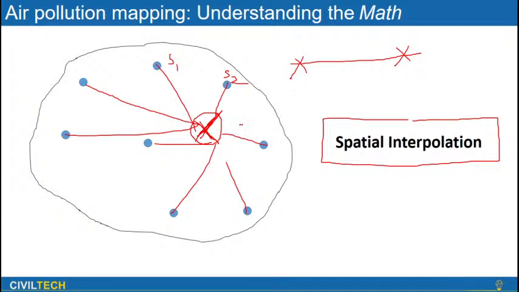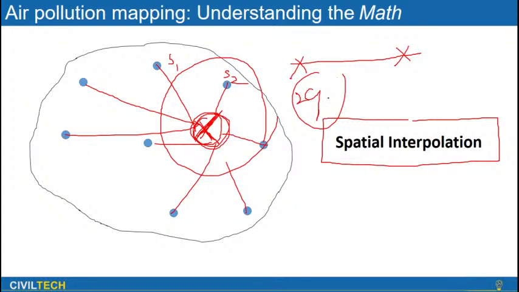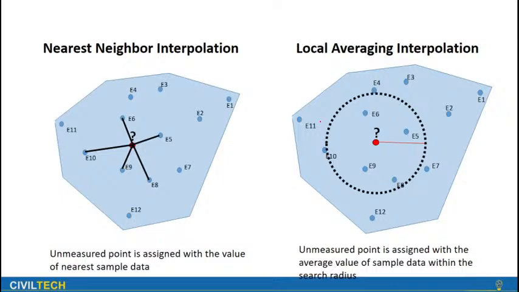Depending upon my search radius and the type of algorithm we follow, we come to a conclusion that the air pollution at this particular point is, let us say, 29. Just a random example. Let us consider one small numerical and try to understand how the air pollution is going to be evaluated by this software, right? Let us say these are my few points. There are three different methods. One is nearest neighbor interpolation, another is local average interpolation. In nearest neighbor interpolation, the math is very simple.